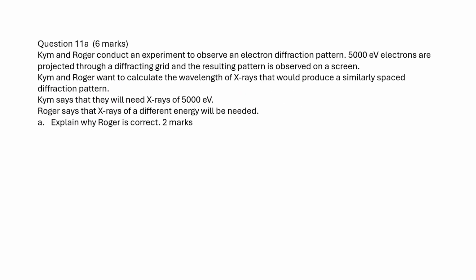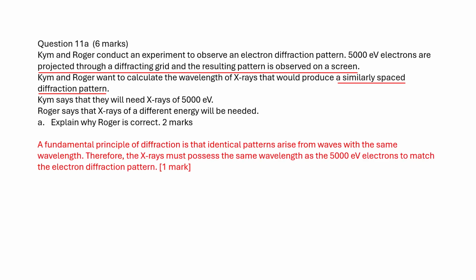In their experiment, Kim and Roger are observing an electron diffraction pattern produced by 50,000 eV electrons. Kim believes that 5,000 eV X-rays would yield the same pattern, but Roger rightly points out that X-rays of a different energy are necessary. A fundamental principle of diffraction is that identical patterns arise from waves with the same wavelength. Therefore, the X-rays must possess the same wavelength as the 5,000 eV electrons to match the electron diffraction pattern.